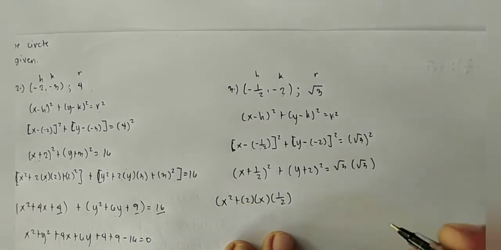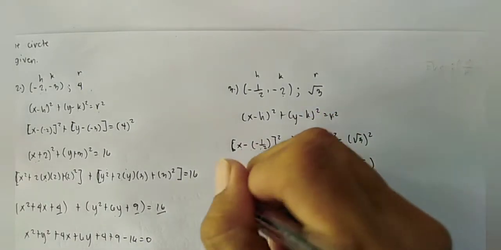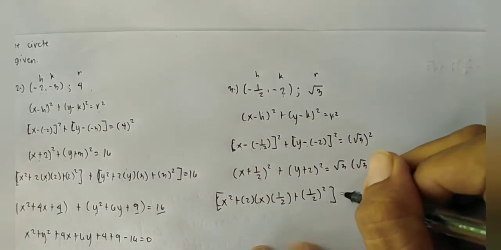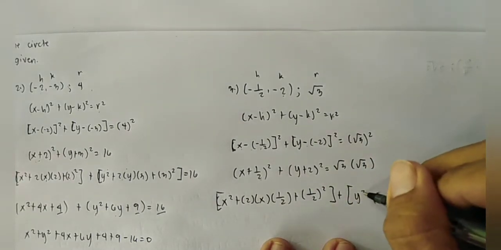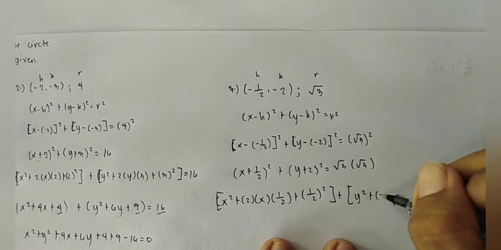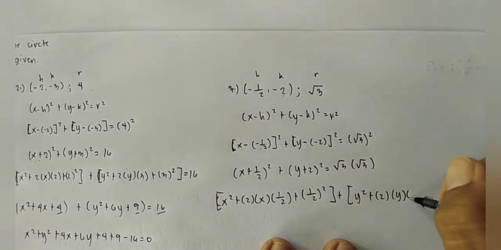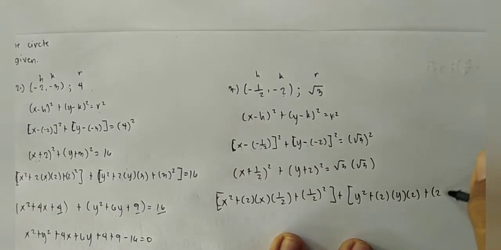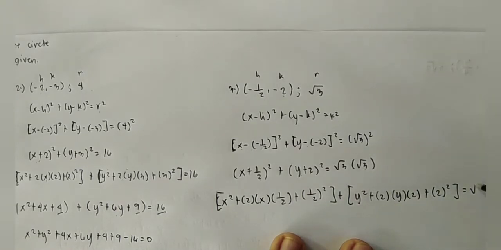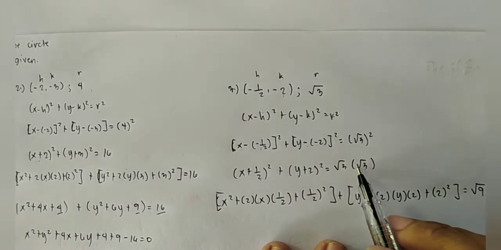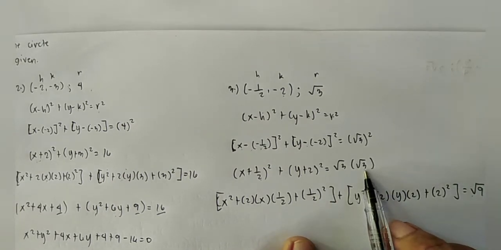So 2 times x and 1/2. So plus square the last term. Okay, squared, then plus the same thing that we're going to do here. We have to square the first term, then twice the product of the first and the second term. So we have this one, then square the last term is equal to square root of 3 times square root of 3, that is square root of 9. That is square root times square root, that is square root of 3 times 3, that is 9.